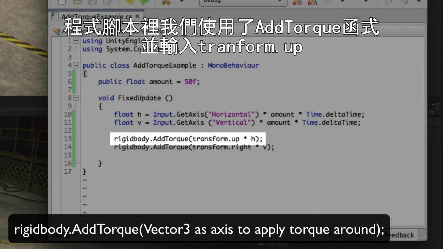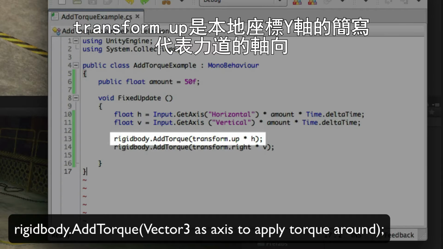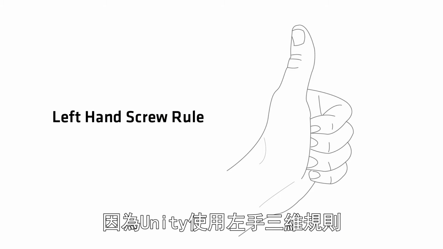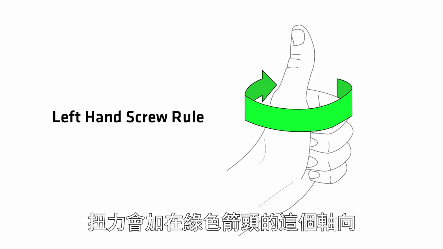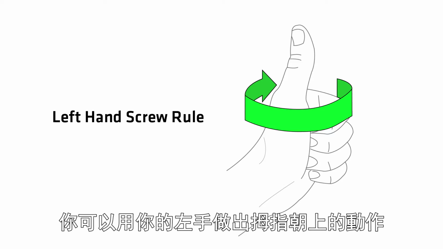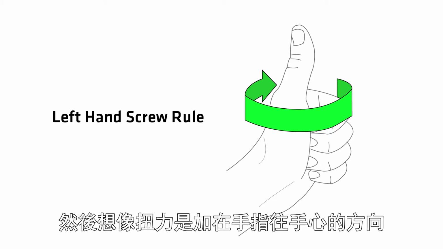We are using the add torque function and specifying that transform.up, the local up direction of the object, will be the axis to add torque to. Because Unity uses the left-hand screw rule, torque will be added around this axis as shown in this diagram. Try for yourself by making a thumbs up gesture with your left hand. Then imagine that the torque is added in the direction that your fingers are curled into your palm.